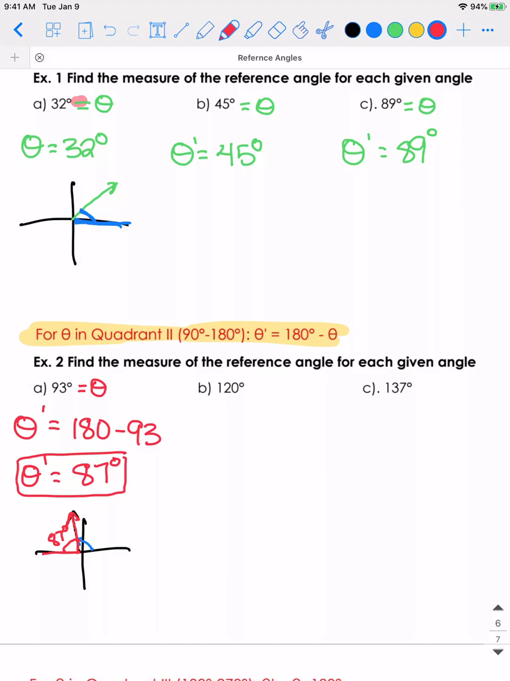So letter B, we're given theta to be 120. So I'm going to take 180 and I'm going to subtract 120 to get my theta prime. So theta prime, when I type that into my handy dandy calculator, I get 60 degrees.